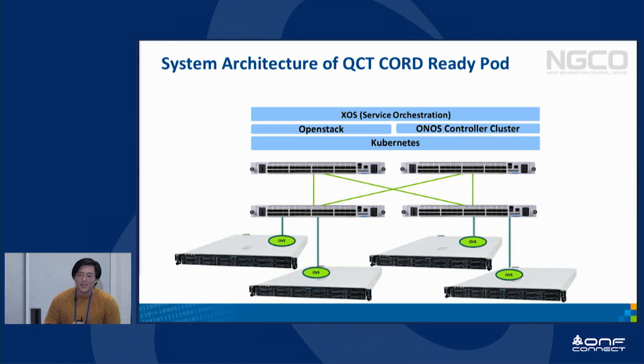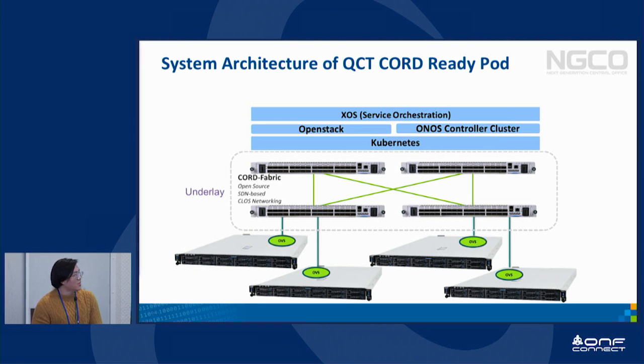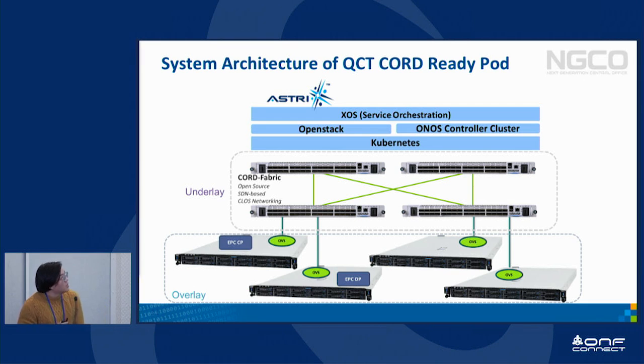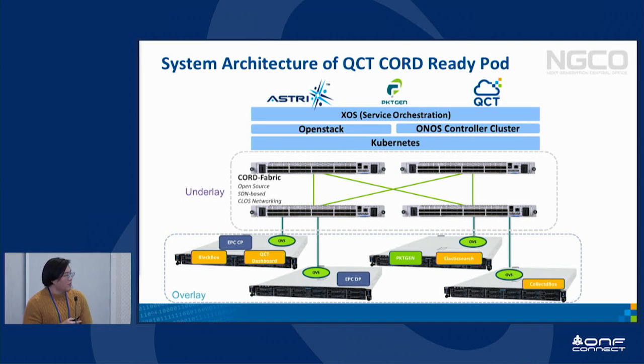Here is the system architecture of the QCT CORD-ready POD. You can see there are 4 switches connected in a leaf-spine architecture providing the underlay network connectivity, and the OVSs on each server will provide the overlay network connectivity. After these VNFs are successfully onboarded, they can be deployed in this environment, such as the EPC control plane and data plane, the packet generator VNF, and also the 4 VNFs for the QCT service assurance.